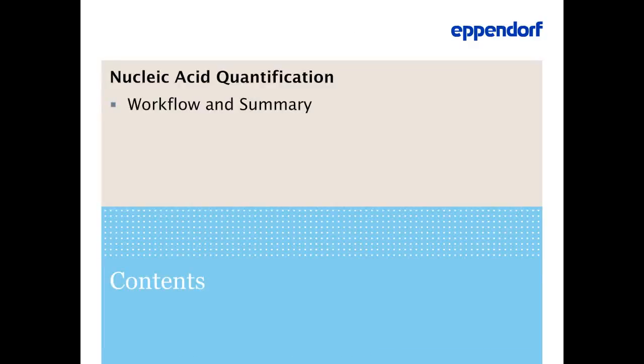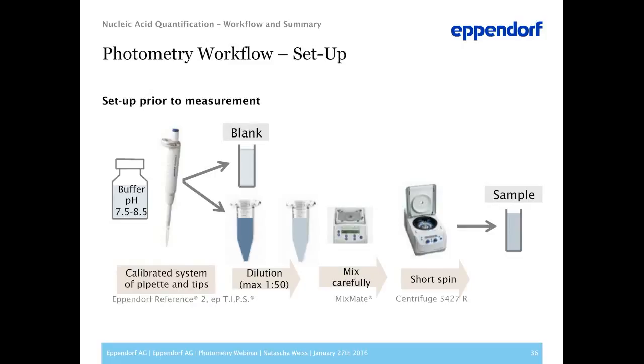Now I would like to come to the last part of my talk, which covers the workflow and a short summary. When setting up a photometry experiment, it is recommended to use a calibrated pipette with corresponding tips in order to ensure that dilutions are prepared correctly.